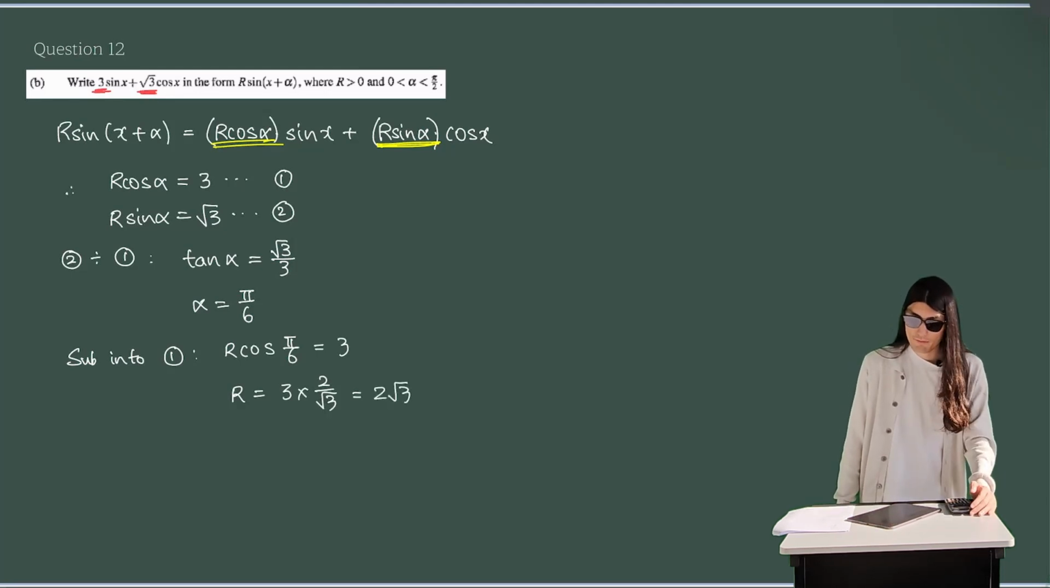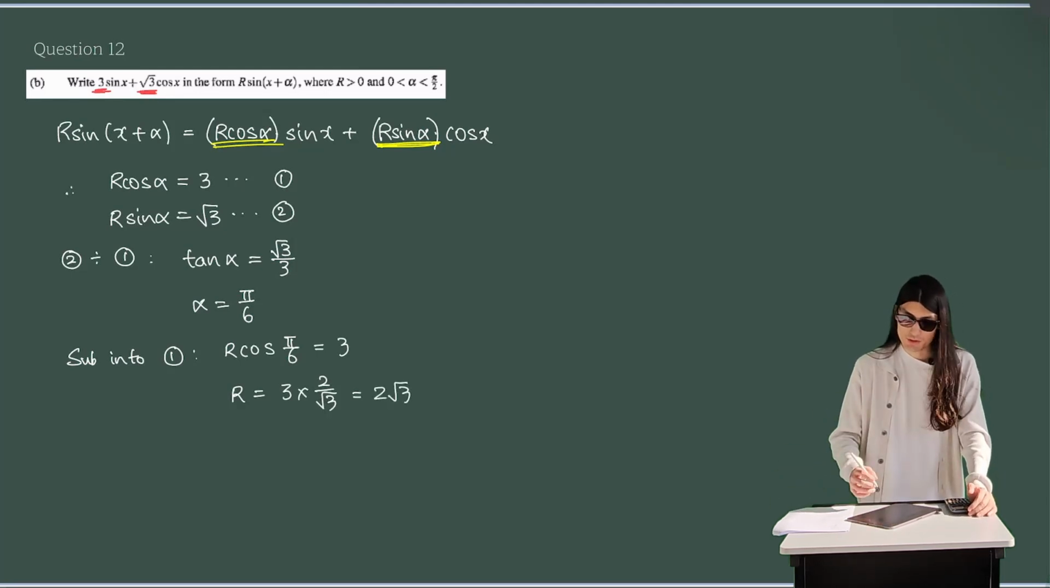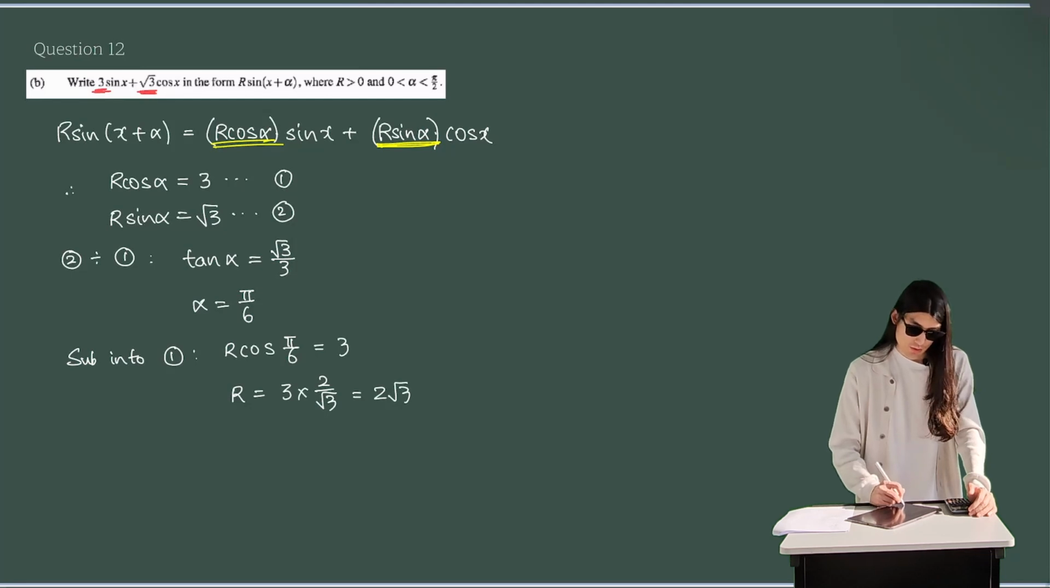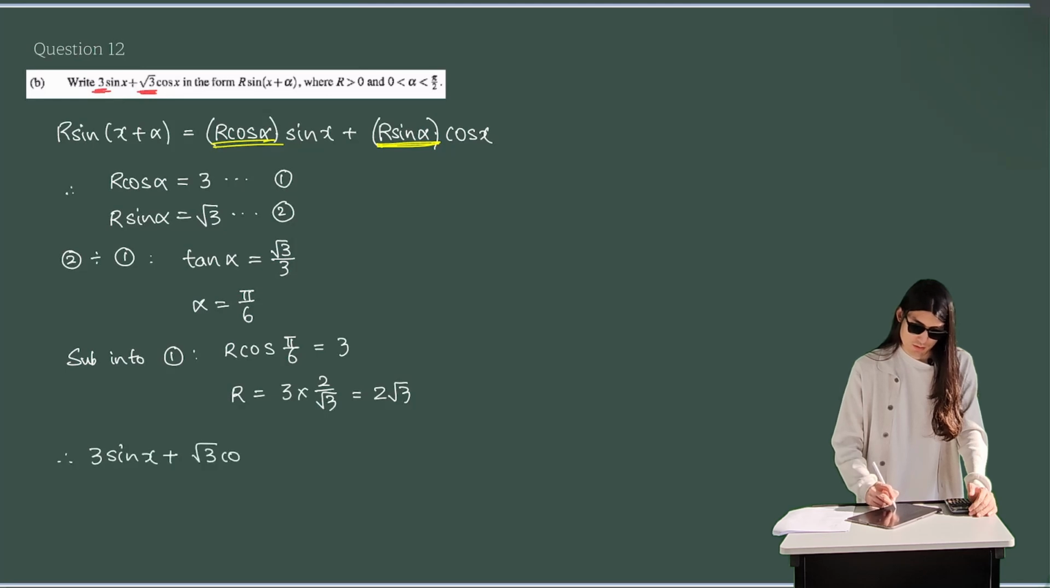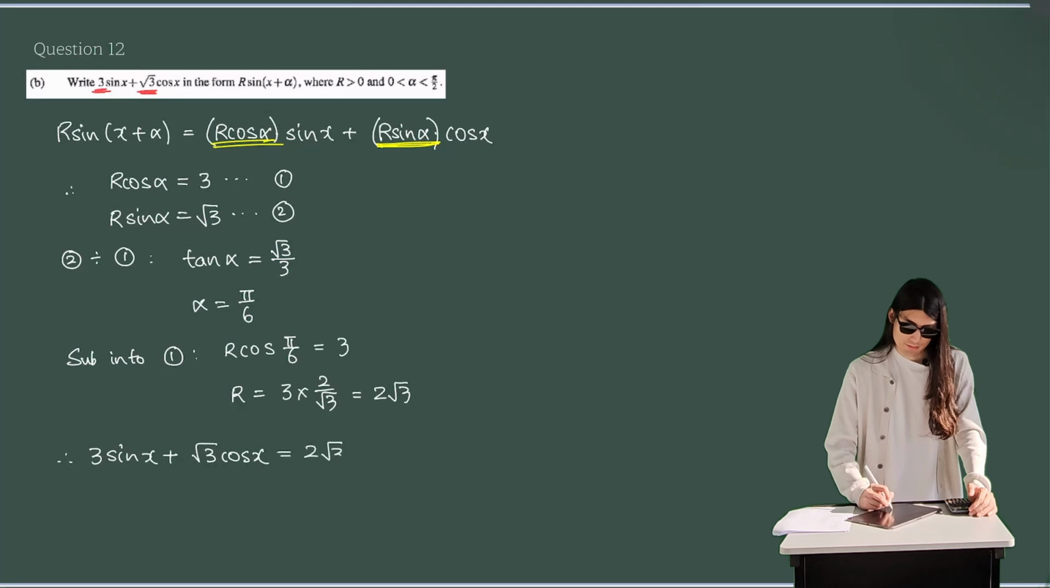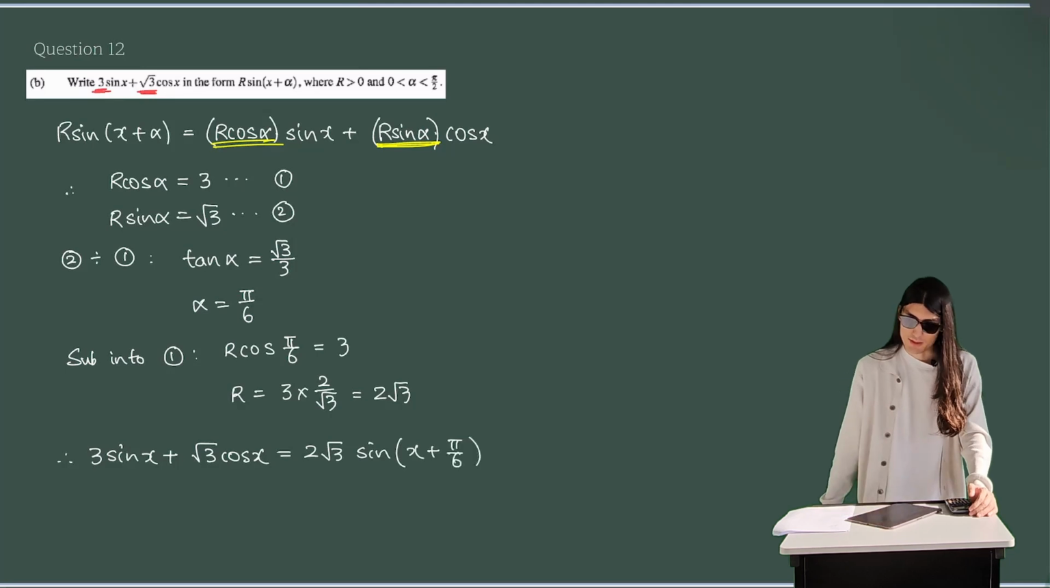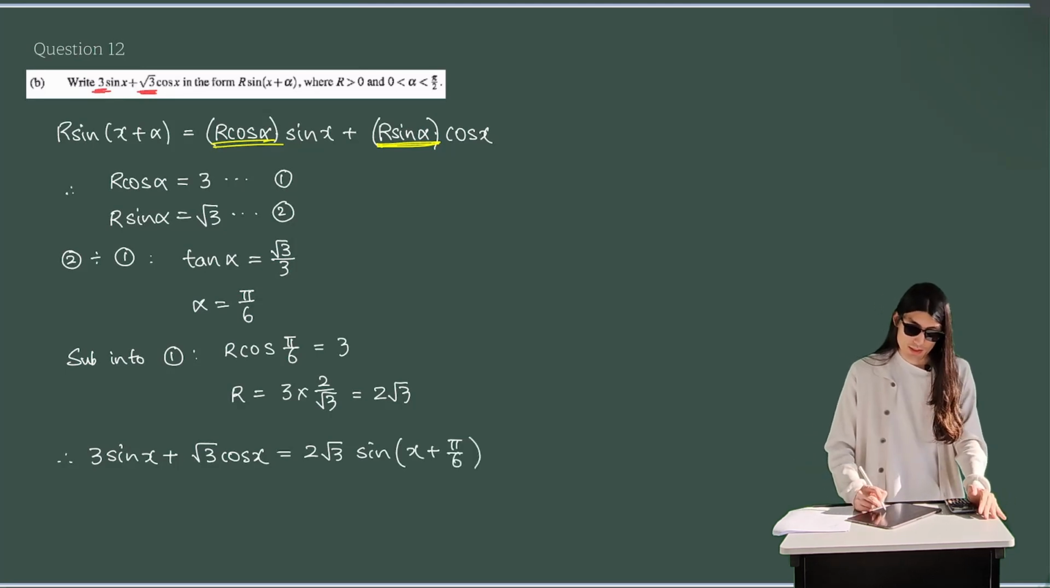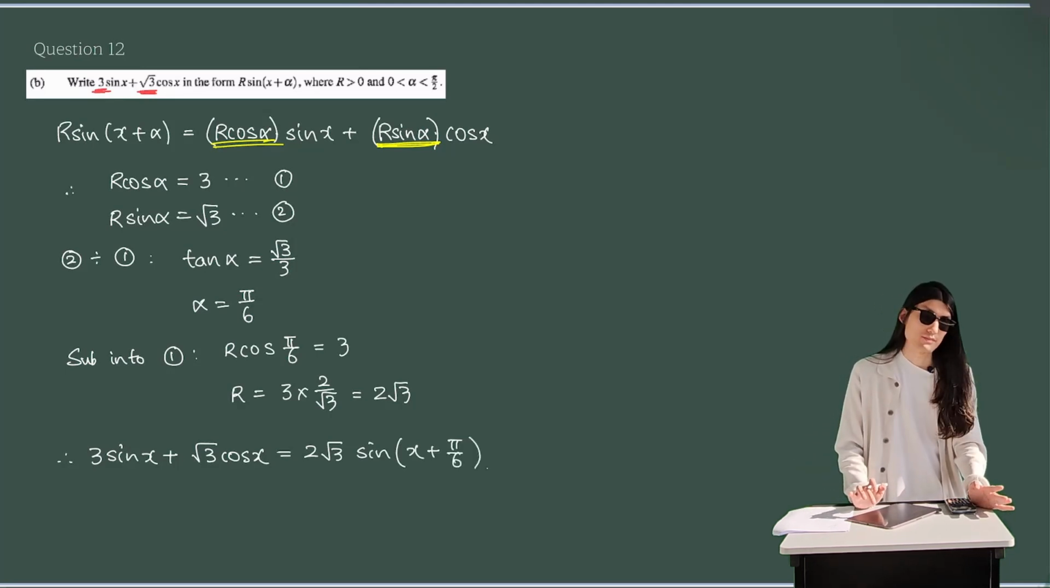So having found the values of r and alpha that you need, you can then write this as 2 root 3 sine of x plus pi on 6. And that is the end of that question.